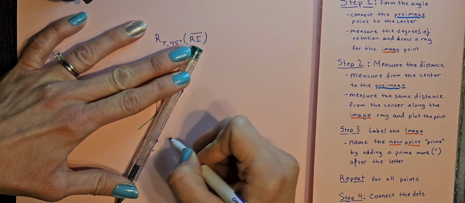So this new ray, we're going to have to go longer because this is much farther away. We want to make sure we draw the ray so that it's farther. This is another 45-degree angle. So now I have my image ray. So now I can measure the distance.